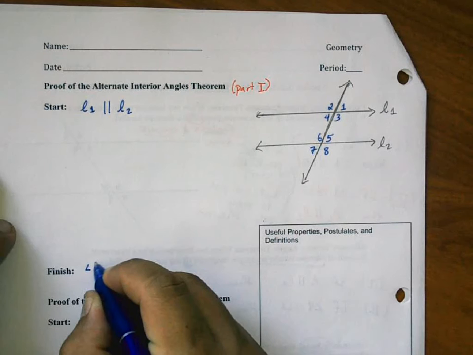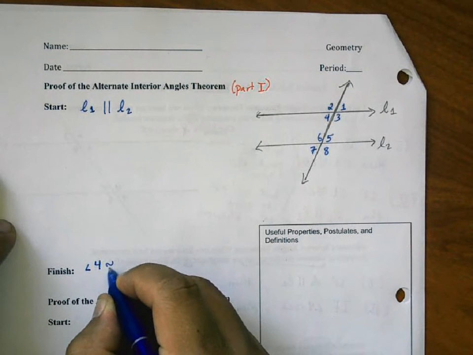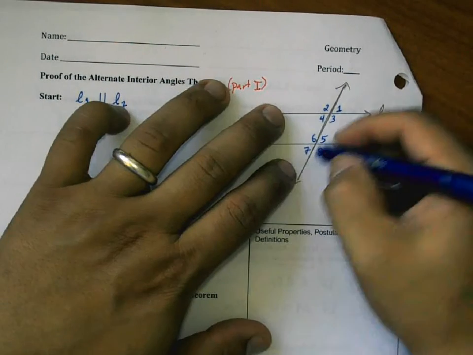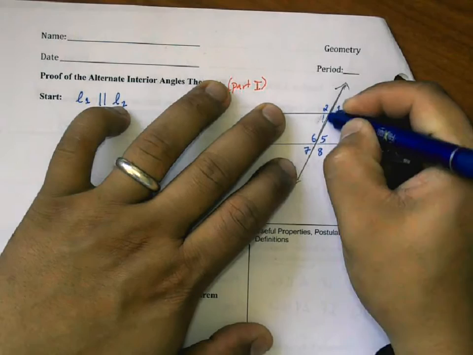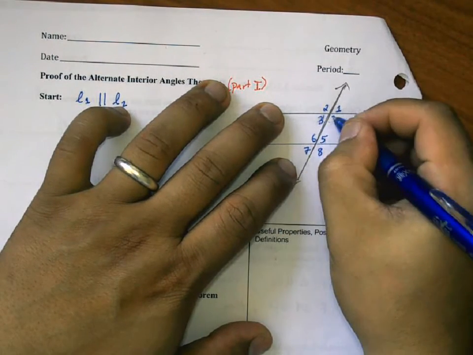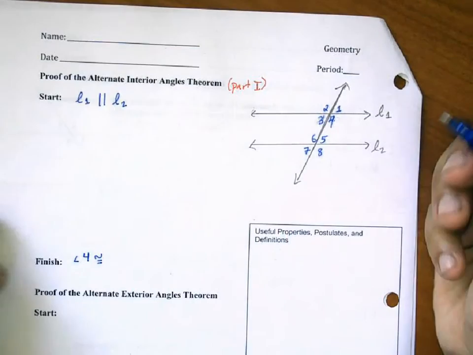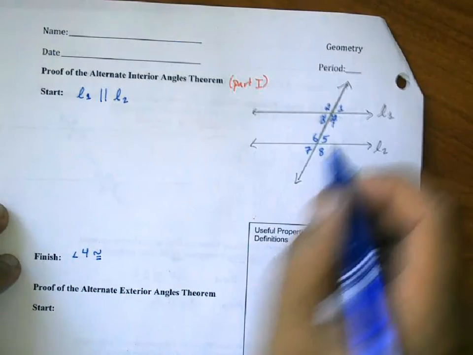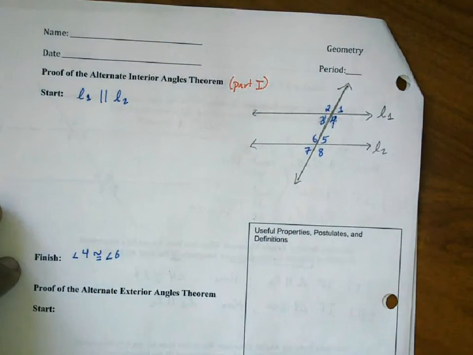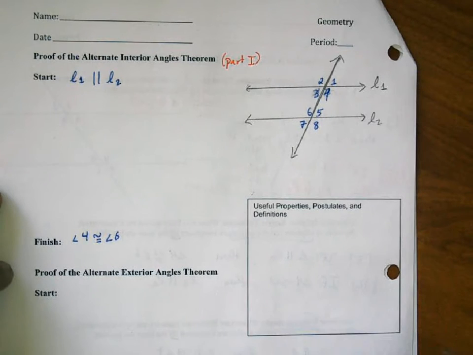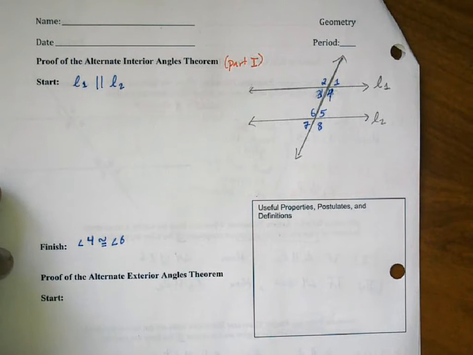let's say angle 4 is congruent to, what did I do over here? 1, 2, 3, 4. Oh, I have these two backwards. 1, 2, 3, 4, 5, 6, 7, 8. So angle 4 and angle 6 are congruent. Okay, and I have this box here so that we can maybe list out some useful ideas.